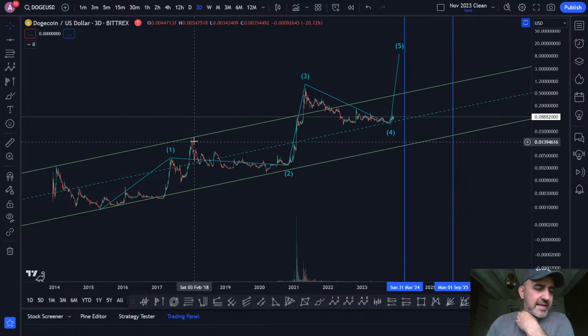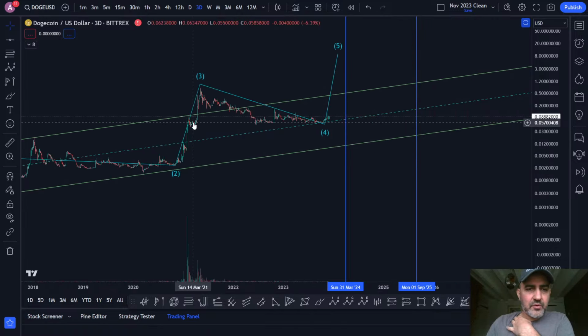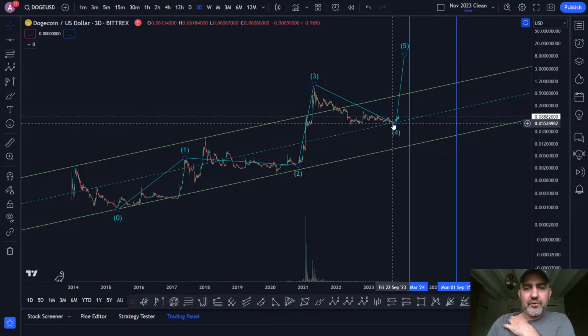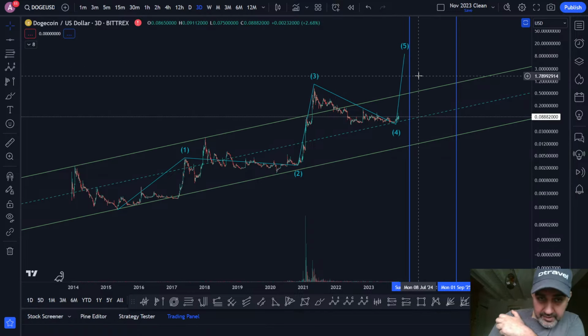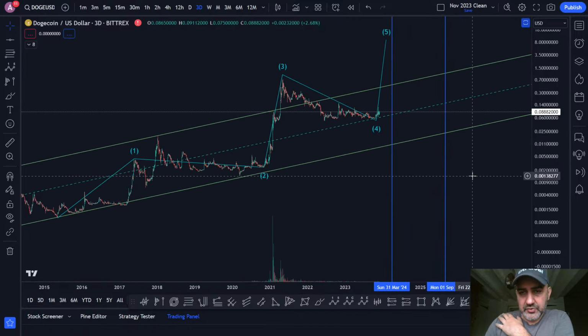This was an overextended on the ABC. So that was the actual 1. ABC, 1 2 3 4 5. ABC or XYZ. Then you have a 1 2 3 4 5. Then you have this kind of ABC correction all the way down. So we're in the fourth wave, and the next wave is going to be a wave 5, right? So this is kind of what I'm seeing on Doge right now.